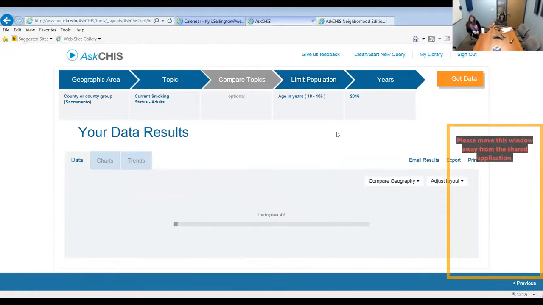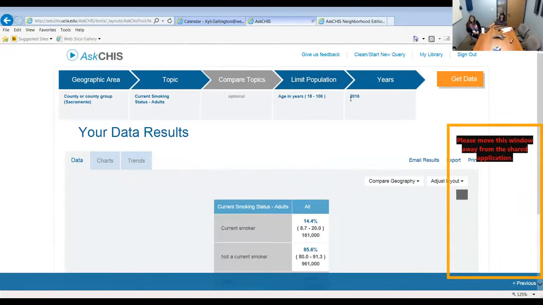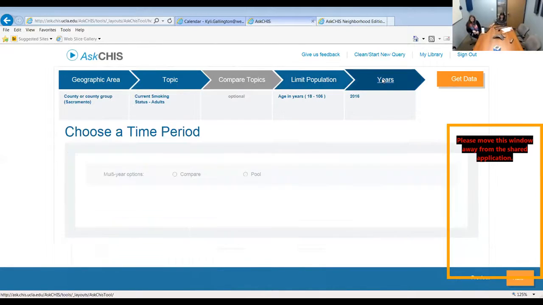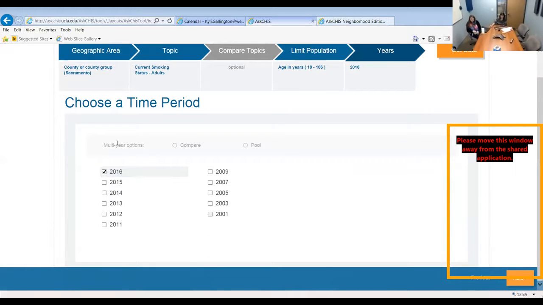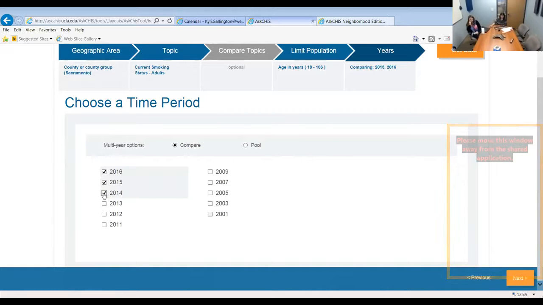And I'm going to move on to years. Oh, whoops. Go back to my years. For our years, this is where we were talking about, we have multi-year options. So I can actually select more than 1 year for this data source. So I'm going to select 2016, 2015, and 2014. And what I want to do is I don't want to compare, but I want to pool this data. So this is going to make my estimates stronger for Sacramento. So I'm going to pool the past 3 years of data that they have available, and then go to my result.